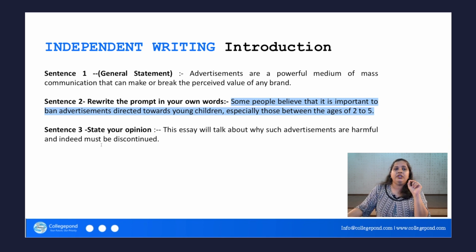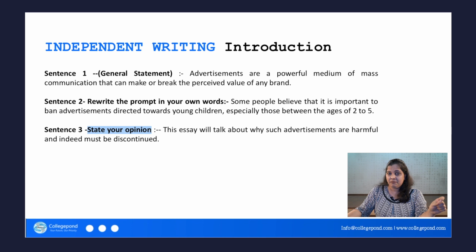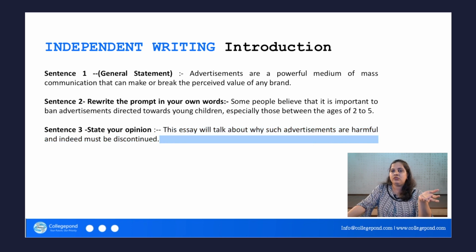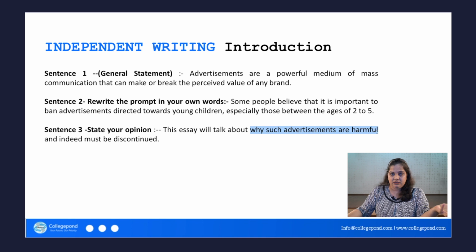Then what you could do is start with your sentence 3, which is the crux. This is what you are getting tested for. How can you state your opinion? Not what your opinion is, mind you, but how can you state it? You can use different structures for it. Here I have used this particular style of writing. This essay will talk about why such advertisements are harmful. Now when you use these words, why such advertisements are harmful, you are giving your opinion that you think that these advertisements are harmful. That's why you're going to talk about it in this essay, right? So this is one way of introducing your opinion.